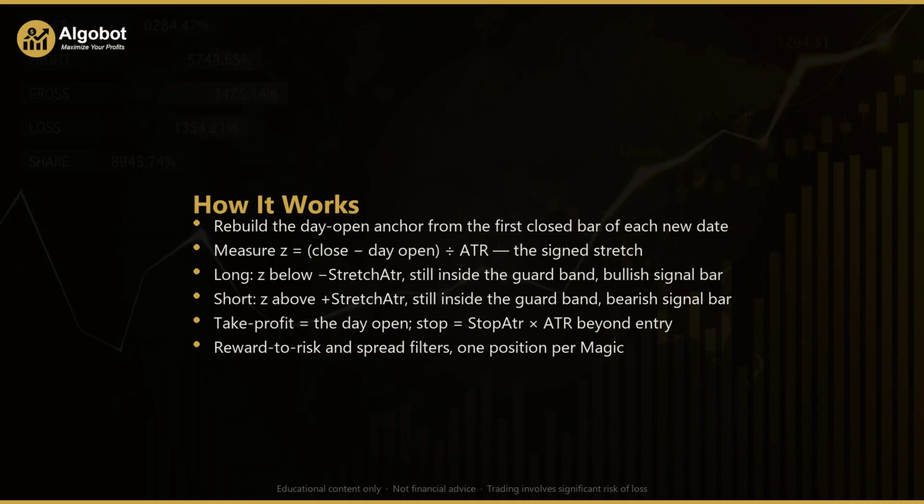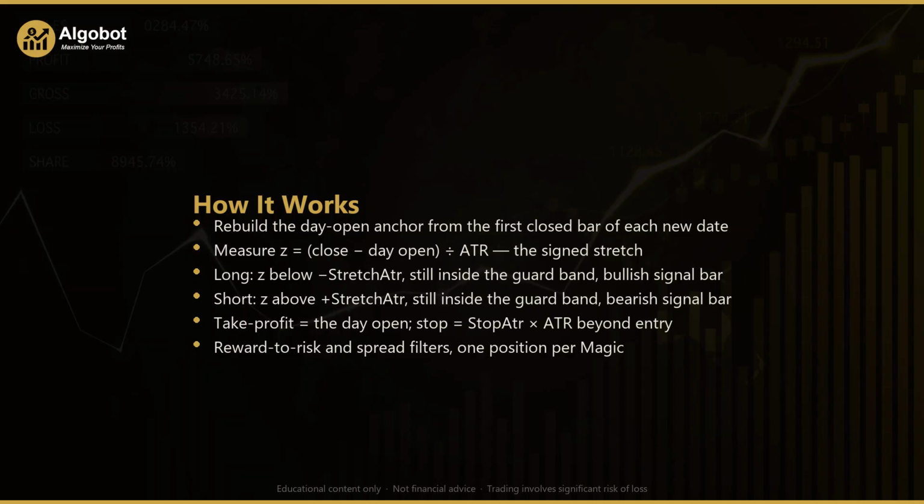A negative Z means price is below the open. A positive Z means it's above. For a long setup, three things must line up. The stretch Z must be at or below the negative of StretchAtr, which defaults to 1.2, meaning price is at least that many ATR below the open. At the same time, Z must stay at or above the negative of MaxStretchAtr, the outer guard set to 3.5, so the move is stretched but not a runaway. And the signal bar itself must be bullish, closing above its own open, suggesting the pull back toward the open is beginning. When all three hold, the strategy signals a buy.